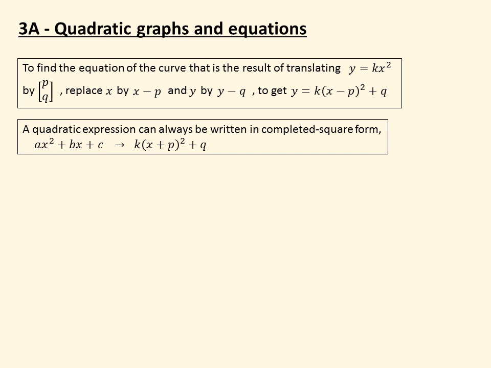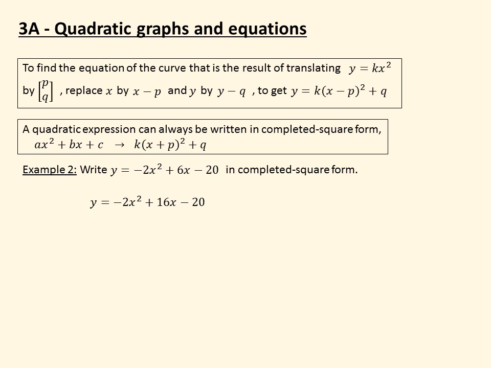Our second point is that quadratic expressions can always be written in the completed square form, as shown here. We'll go through an example in example 2. First, we write out the expression. We're going to factor out the minus 2 from the front of the x squared. So now we're dealing with only an x squared term at the beginning.